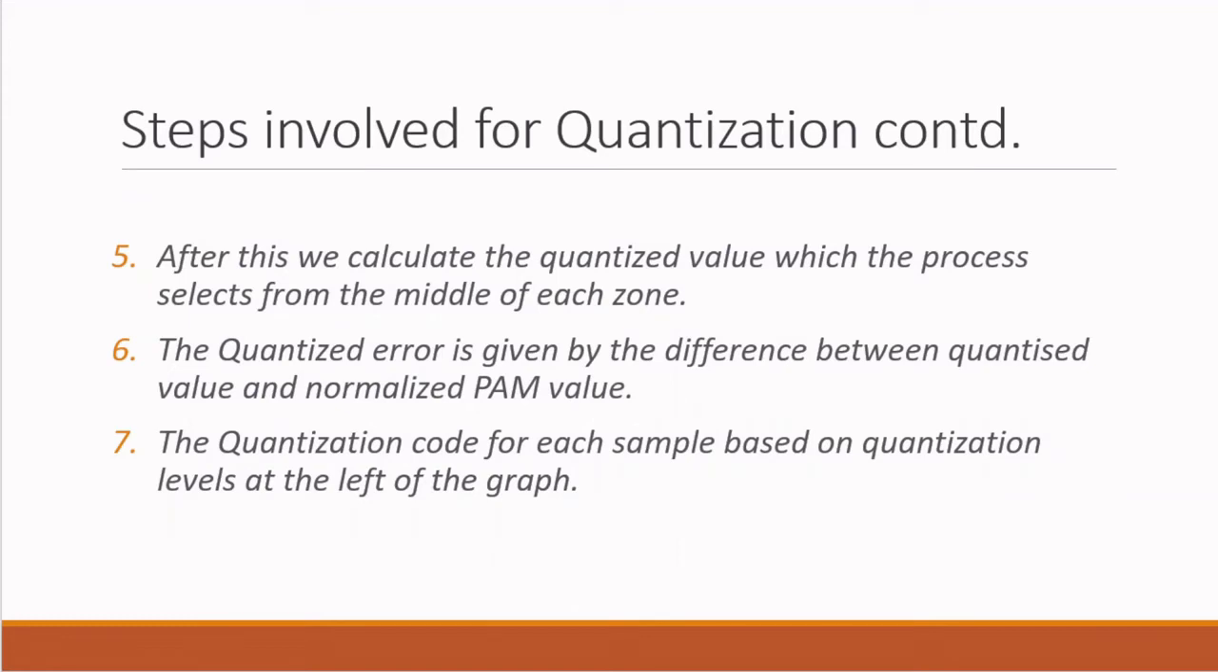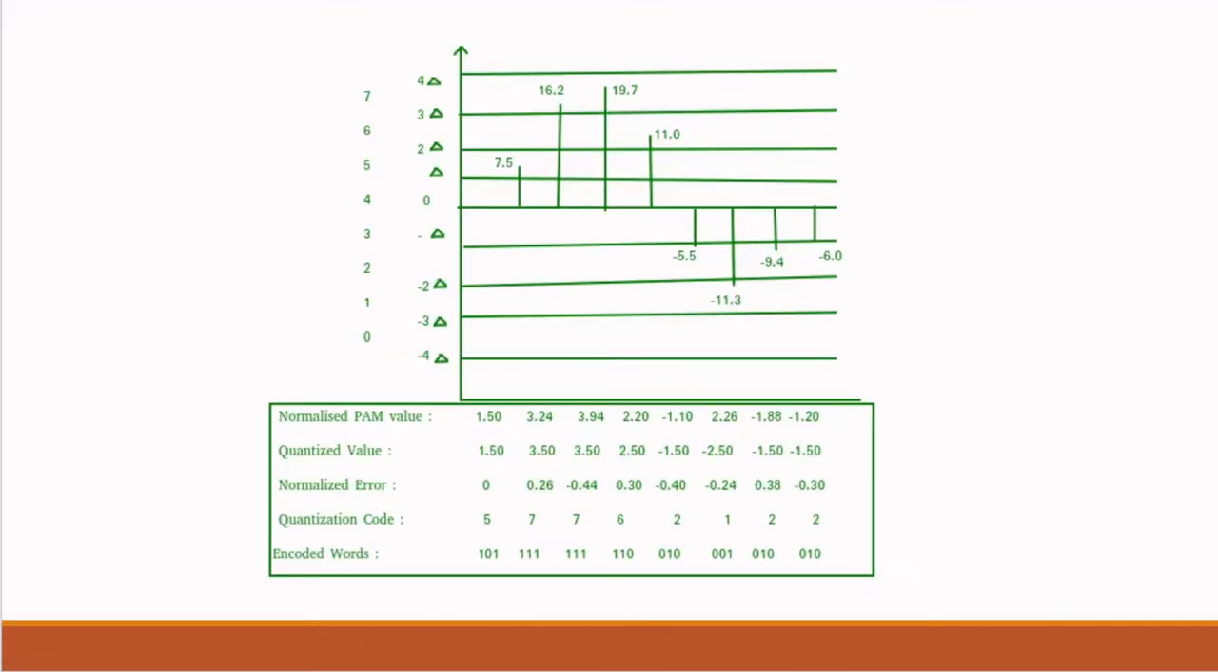After calculating the PAM, we calculate the quantized value, which the process selects from the middle of each zone. The quantization error is given by the difference between the quantized value and the normalized PAM value. And our quantization process is complete. This is an example for quantization. As we can see, the analog graph was sampled and then quantized into this set of discrete values, which would be further used for the digitalization process, or would now be encoded.